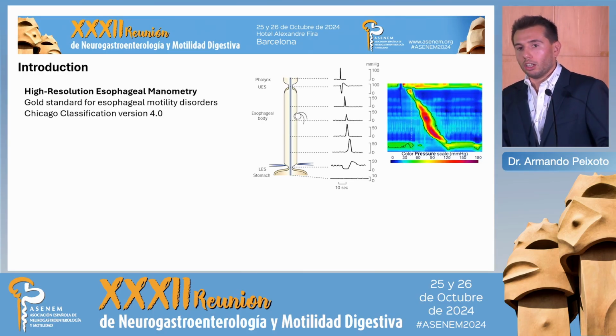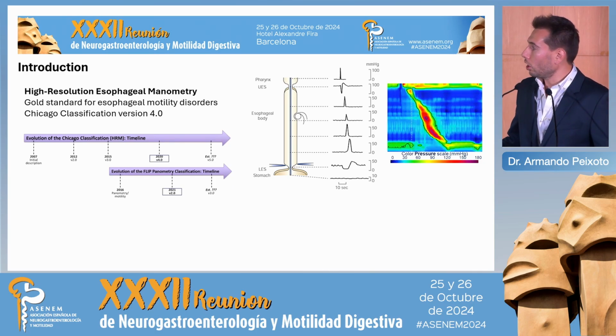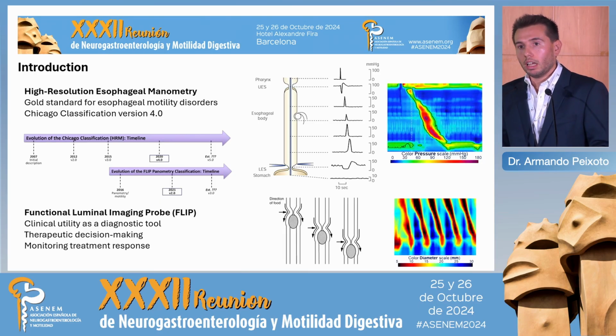But not all of the peristalsis in the esophagus is primary peristalsis, so we can get more information if we go deep studying that motility. And that is what the functional luminal imaging probe, that we are calling FLIP, is doing right now.